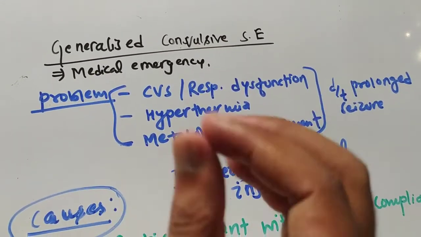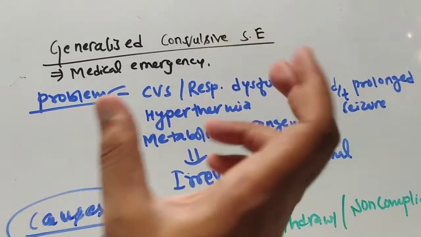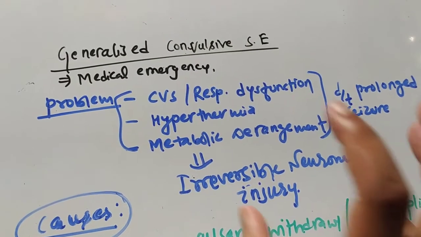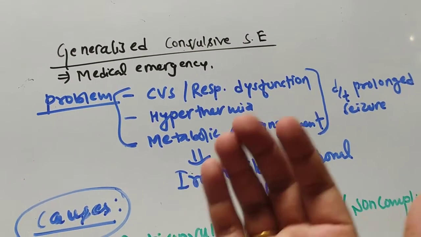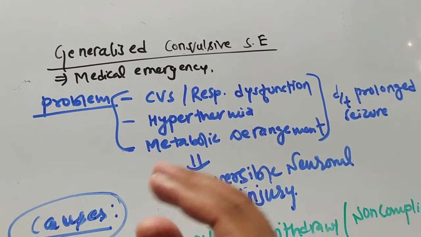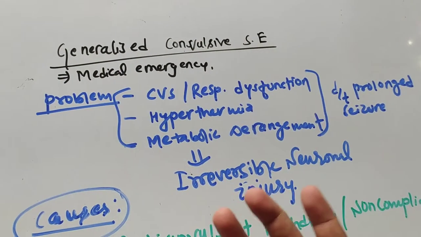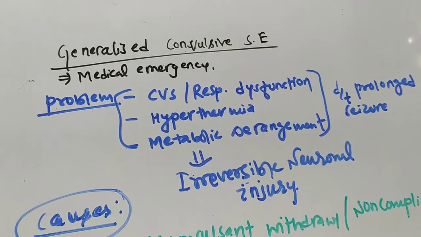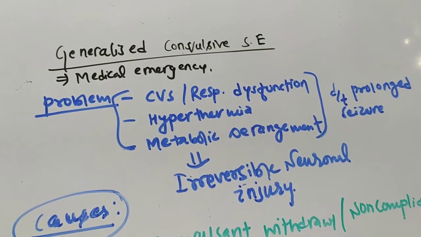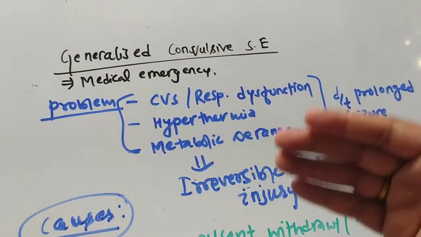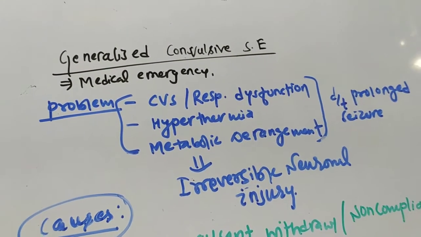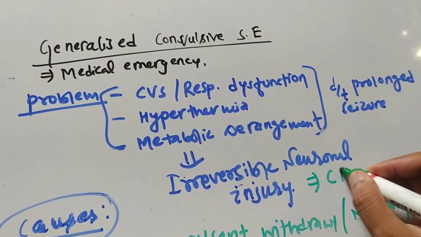Another thing, there will be respiratory and cardiovascular dysfunction in the way that usually in generalized convulsive status epilepticus the mouth is closed, with clenching of the teeth, and the tongue falls back. Due to the fall back of the tongue and the secretions, they block the airway, and there will be respiratory dysfunction. This respiratory dysfunction and hyperthermia will lead to metabolic derangements, and these metabolic derangements, due to the prolonged seizure, will irreversibly lead to neuronal injury, and later may also cause damage to the central nervous system.